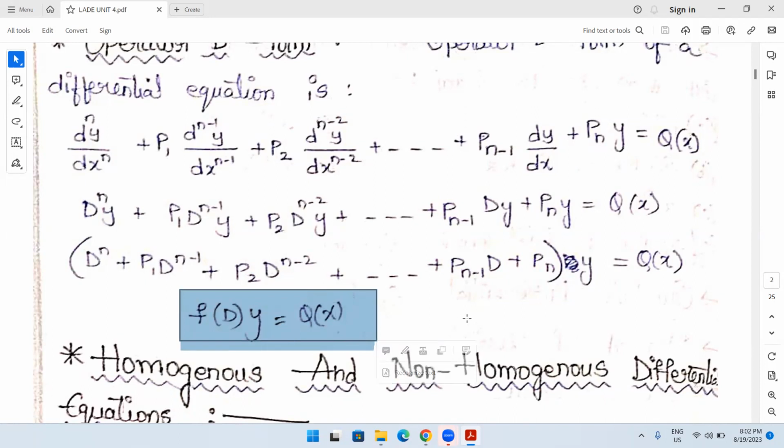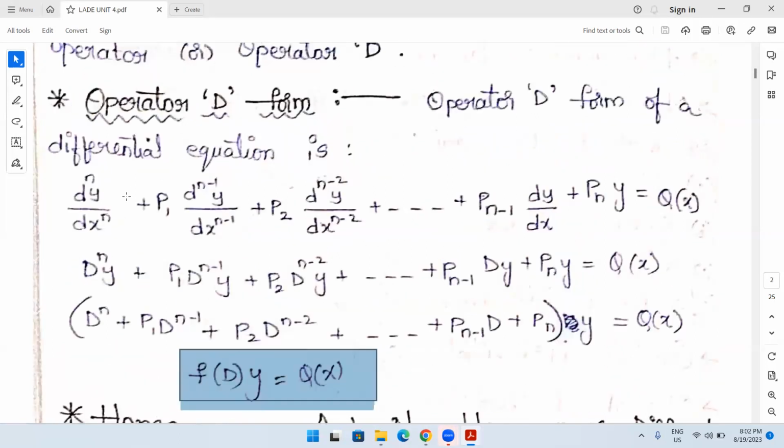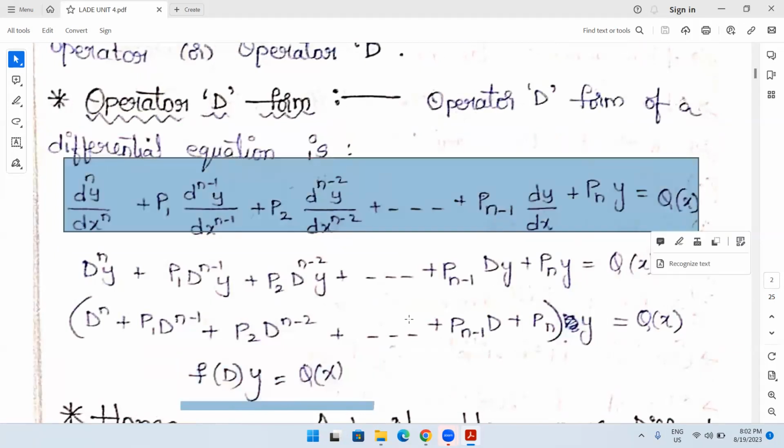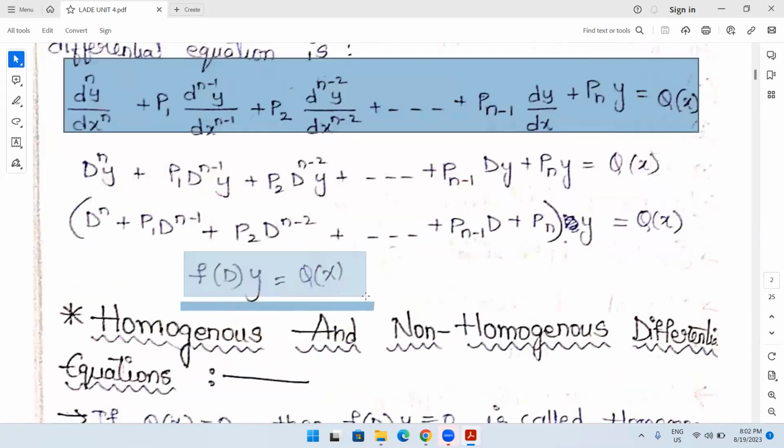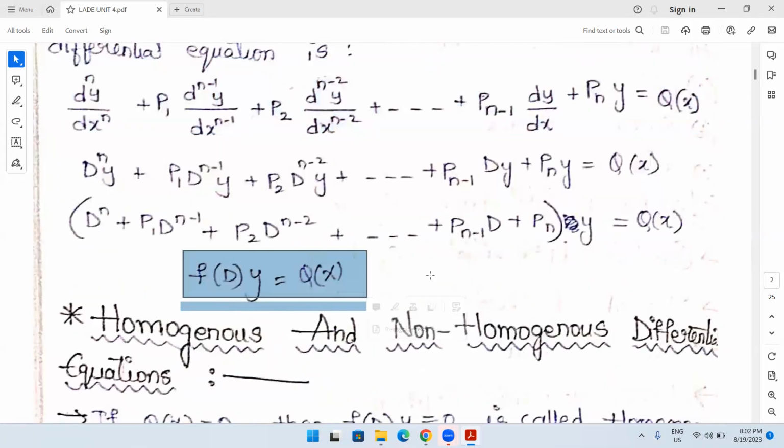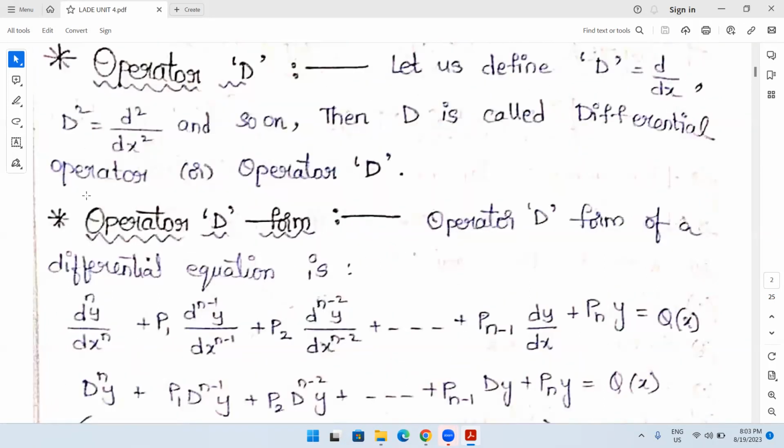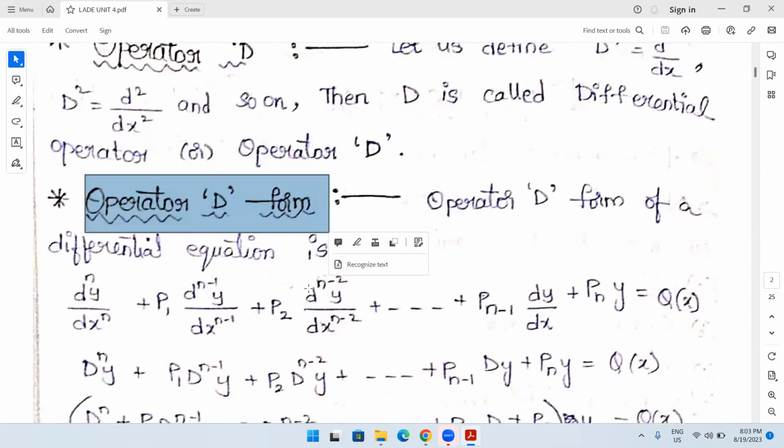This form is called the operator D form. A bigger differential equation can be written in the short form f of D y equals Q of x. So to solve the differential equation, first we write it in the operator D form, that is the short form, and solve it. This is how we write the operator D form.